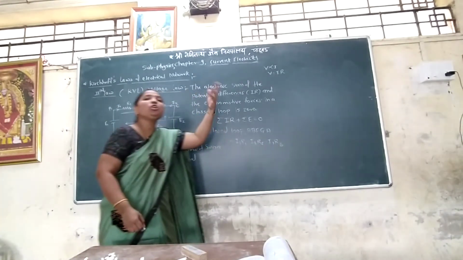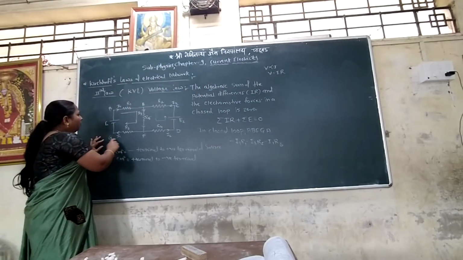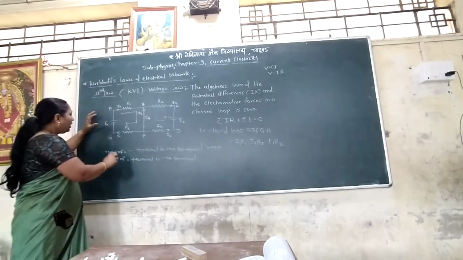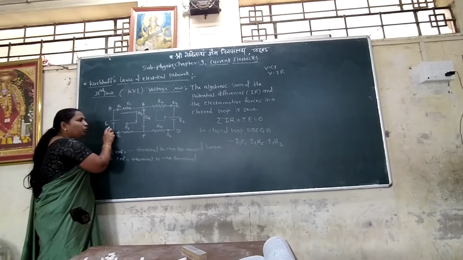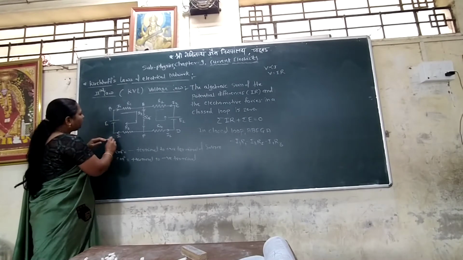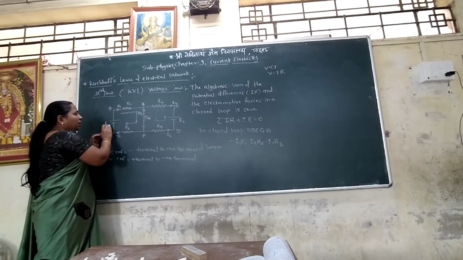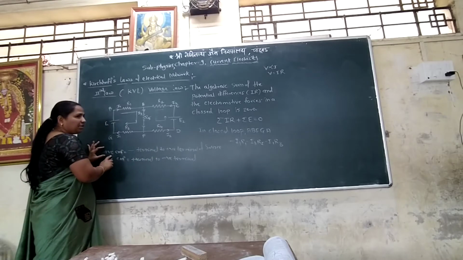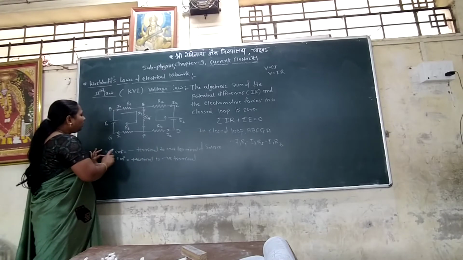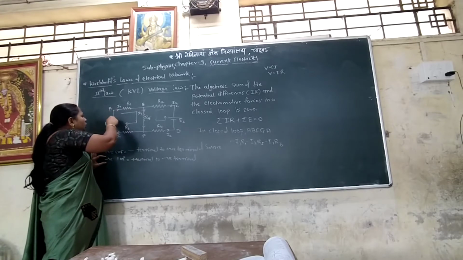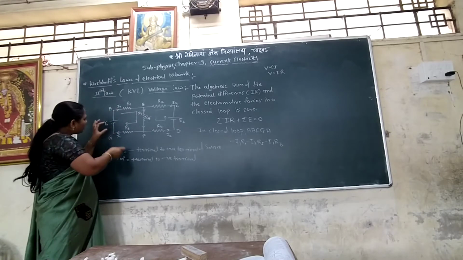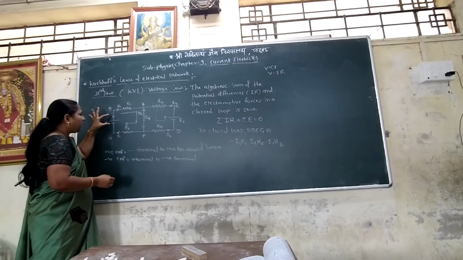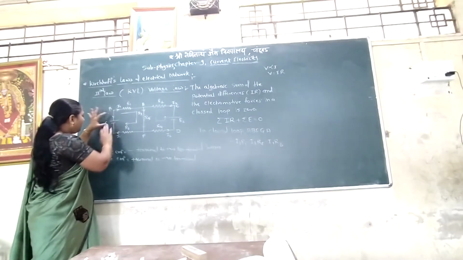And summation of EMFs. Therefore, the sign convention for EMF: when going from negative to positive terminal, with current flowing in that direction, EMF is taken as positive. When EMF is taken as negative, it goes from positive to negative. If the direction had been such that the flow was from positive to negative, then it would be taken as negative.